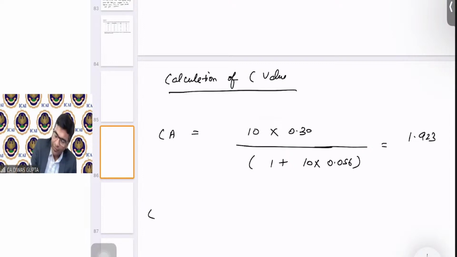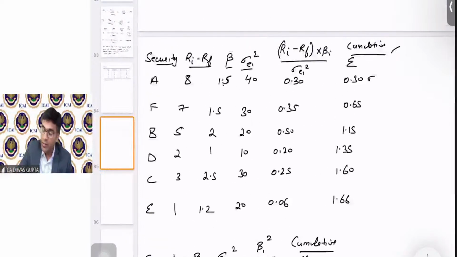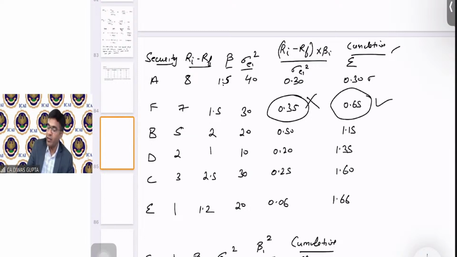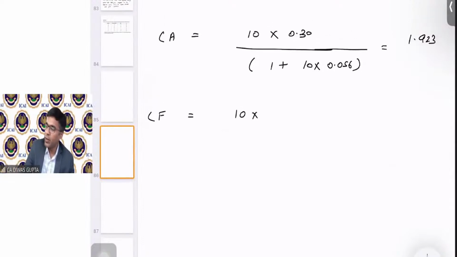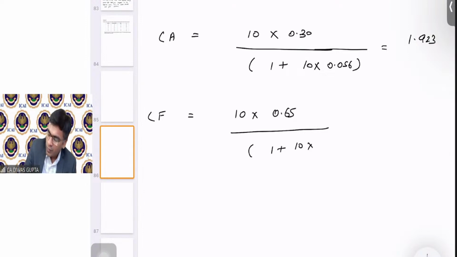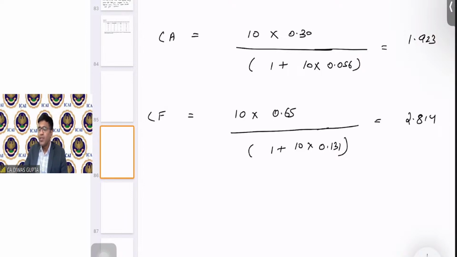Then the C value for F. Our next security was F, right? So 10 into the cumulative value for the first table. Students, please note, we will not be taking this value. We will be taking these cumulative values. So 10 into 0.65 divided by 1 plus 10 into 0.131, which is 2.814. So C is again a variable kind of number, Tanisha. We have just given it a nomenclature as C, that's all.